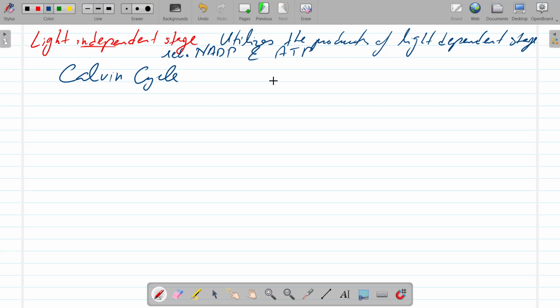And you'll be surprised to know that glucose is not the primary end product. Right, so glucose is something that's made on the sides.